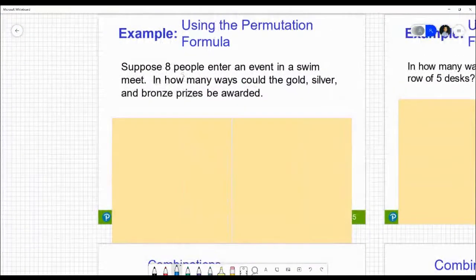All right, suppose that 8 people enter an event in a swim meet. In how many ways could the gold, silver, and bronze prizes be awarded? I'll give you some time to try that. Let me know if you need help. You can just type the answer in the chat.